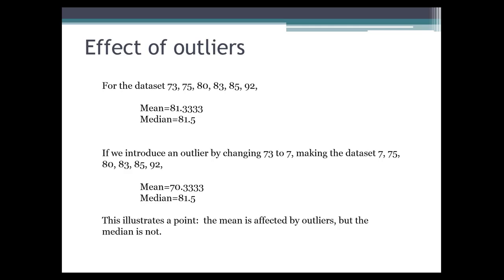And this points to a big difference between the mean and the median. And that's that the mean is affected by outliers, but the median is not. So if we've got an outlier in the data, it makes no difference whatsoever on the value of the median, but the mean is strongly influenced by that.